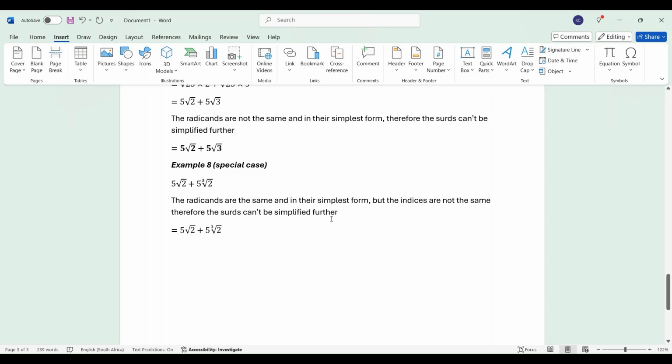If you check when we introduced the chapter, we said for us to have like surds, we are supposed to have the same radicands as well as the same indices.